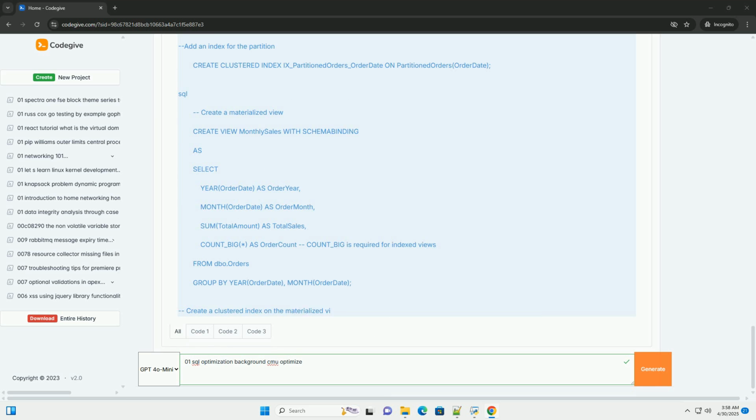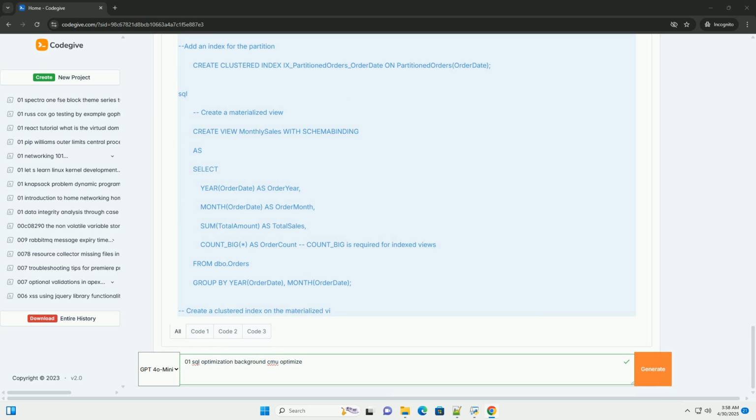11. Materialized views. What they are: a materialized view is a pre-computed result set that is stored on disk. Benefits. Significant performance improvement: queries that access the materialized view can be answered much faster than queries that have to compute the result set from scratch. Suitable for complex, read-heavy queries: materialized views are especially useful for complex analytical queries that are executed frequently. Example, SQL Server. Key considerations.